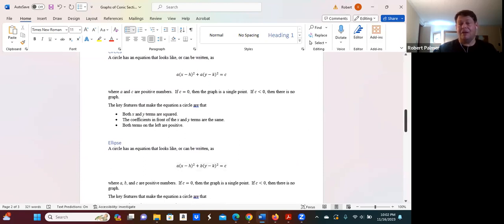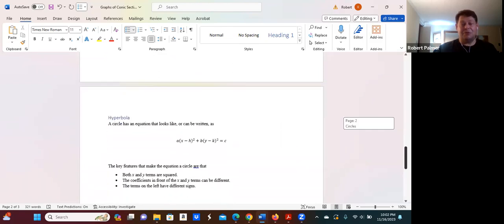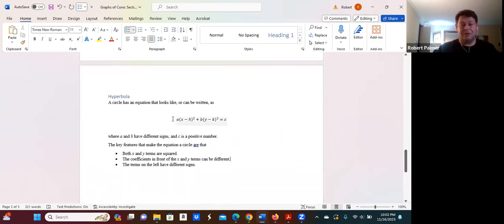And then finally, for a hyperbola, both x and y terms are squared, and if either coefficient in front is negative, that makes it a hyperbola. The coefficients can be different in magnitude, or absolute value, but they must have different signs to be a hyperbola.